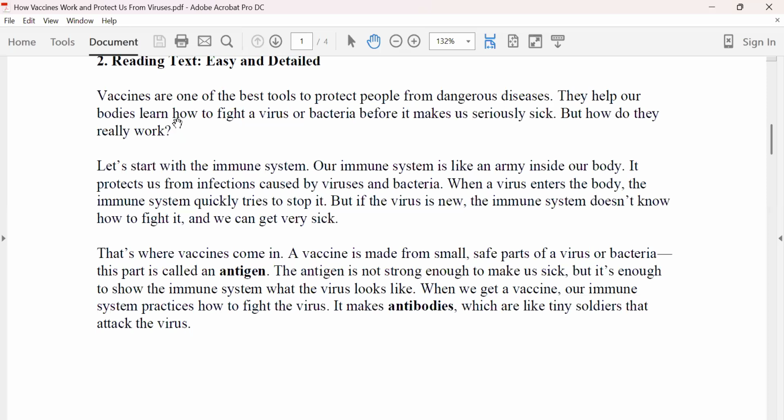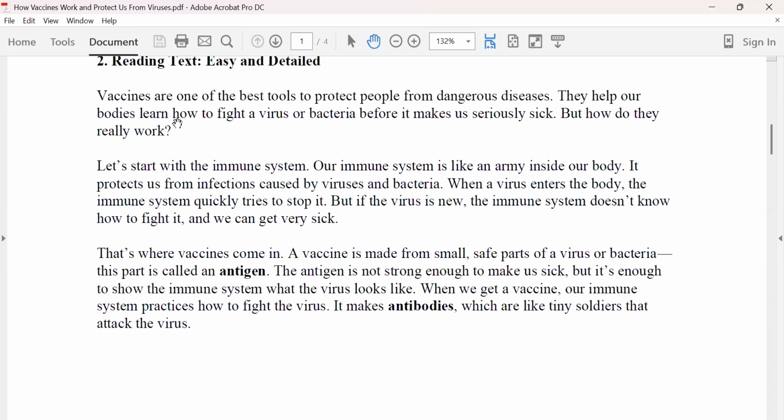Vaccines are one of the best tools to protect people from dangerous diseases. They help our bodies learn how to fight a virus or bacteria before it makes us seriously sick. But how do they really work? Let's start with the immune system. Our immune system is like an army inside our body. It protects us from infections caused by the virus and bacteria. When the virus enters the body, the immune system quickly tries to stop it. But if the virus is new, the immune system doesn't know how to fight it, and we can get very sick.